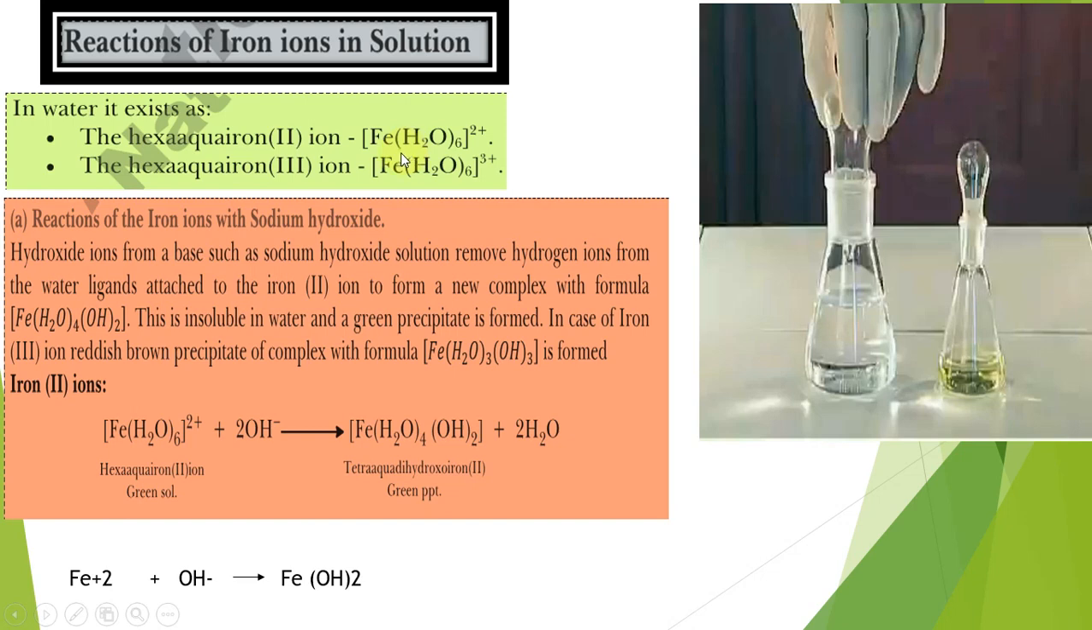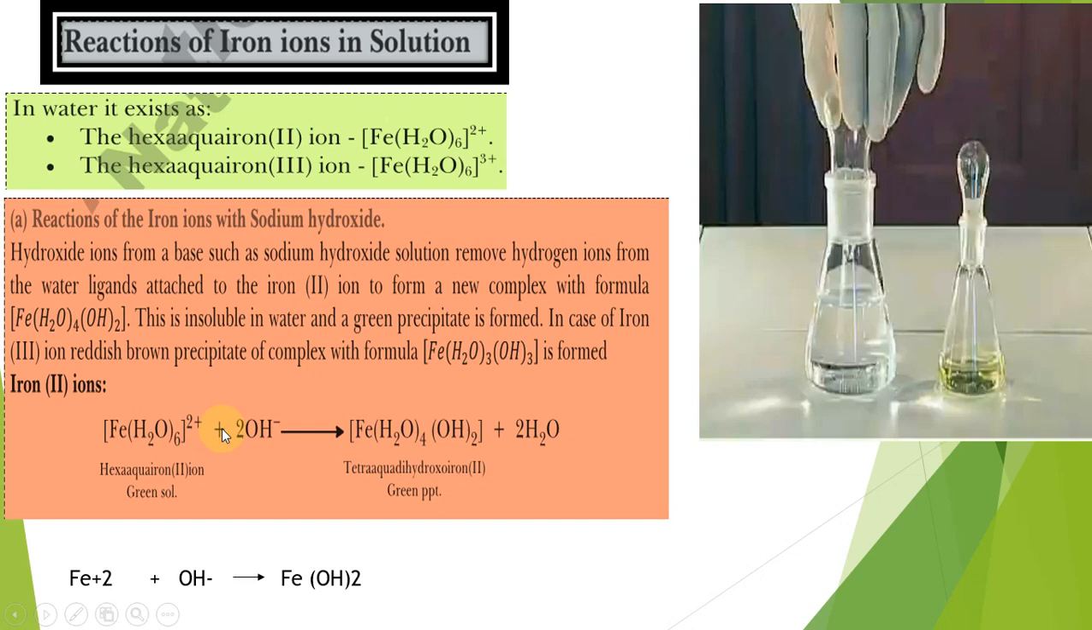The color is a green solution, which means this ion is soluble in water. This hexaaquairon(II) ion is soluble in water and it produces a greenish solution. When we add a small amount of NaOH, we are adding hydroxide ions, because NaOH dissolves in water to produce sodium positive ion and OH negative ion.